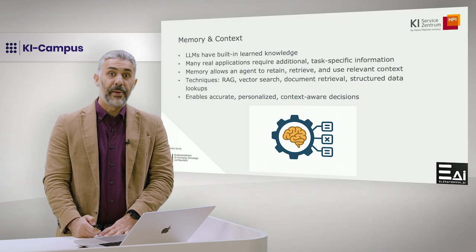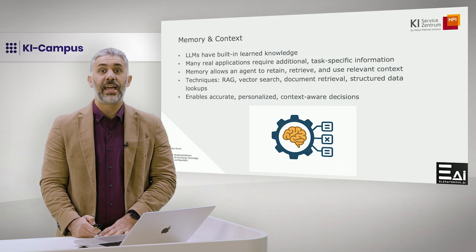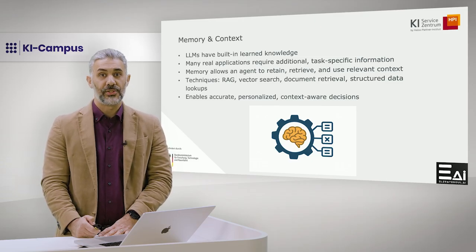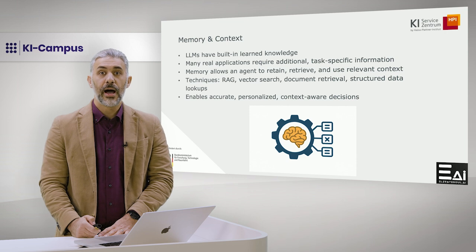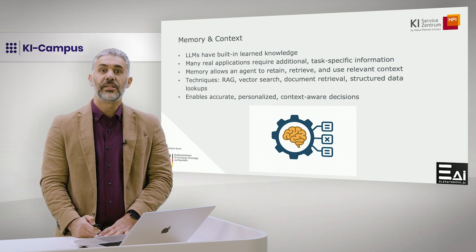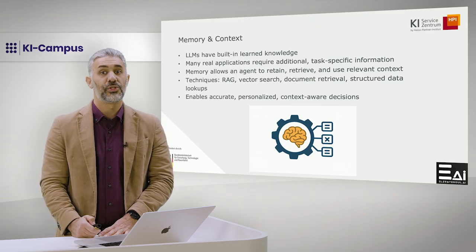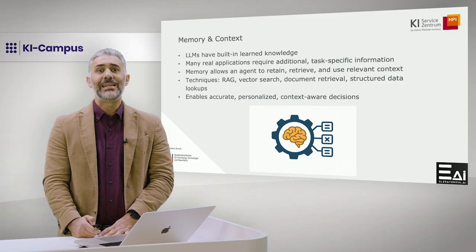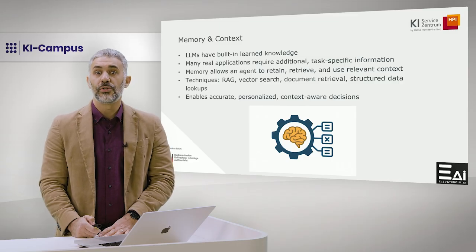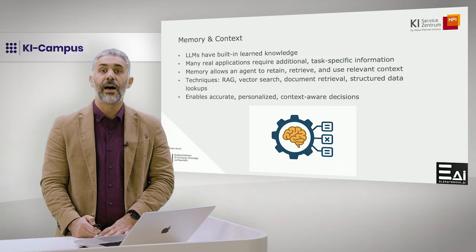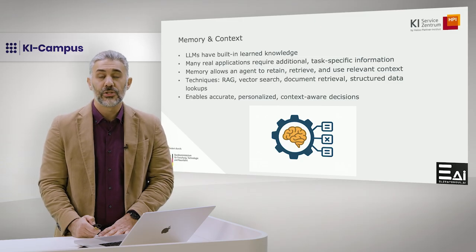The third pillar that enables agentic AI systems is memory and context. LLMs come with a large amount of learned knowledge. But in real applications, we often need information that goes beyond what the model was trained on. We might need internal documents, user-specific details, product data, regulations, or live information that changes over time.